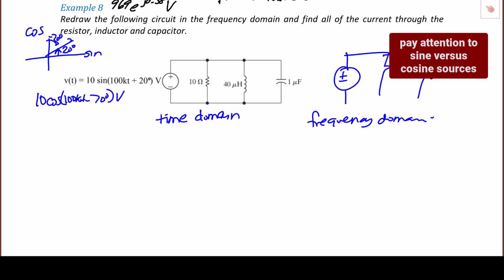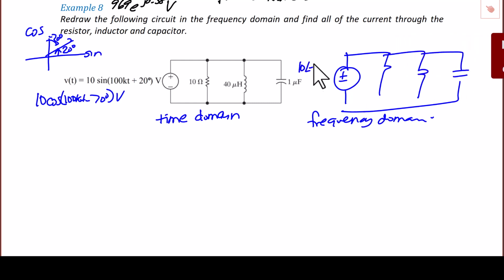So now to convert the circuit from the time domain to the frequency domain, I'm going to redraw this as a voltage source in parallel with a resistor, in parallel with an inductor, in parallel with a capacitor, where the source gets a value of 10 angle negative 70 degrees. The resistor gets a value of 10 ohms because the impedance of a resistor in the time domain or frequency domain is exactly the same.